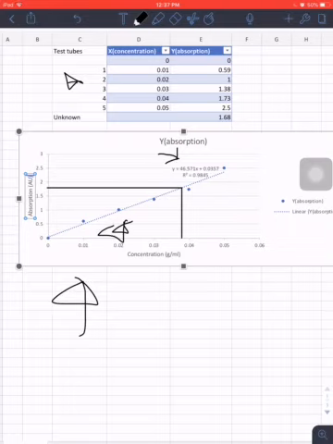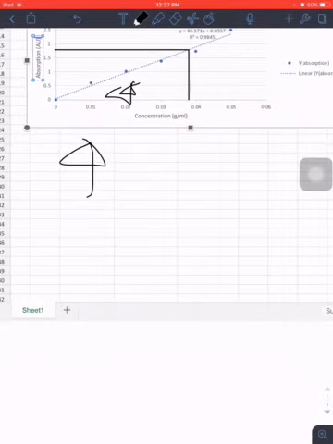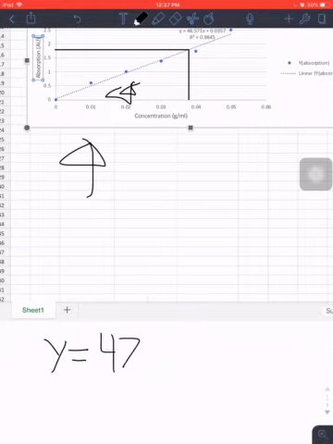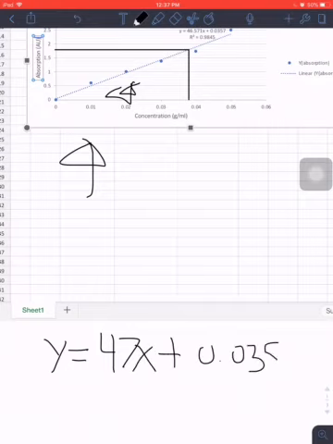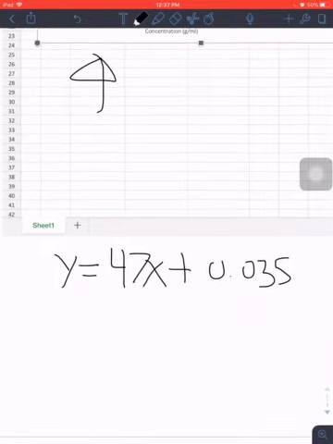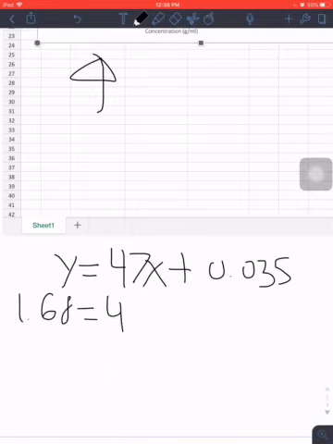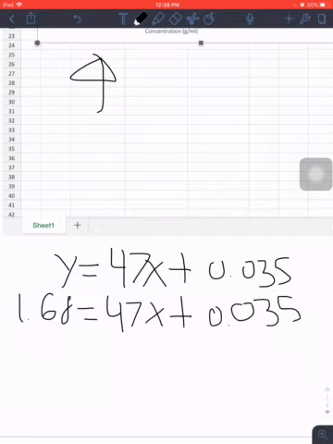So we get the equation. Let's see. Y equals, around 46.57 to 47, x plus 0.035. From here, you plug the unknown value's absorption into the y, so you put in 1.68 equals 47x plus 0.035. So basically, we're going to do some math here. We're going to subtract out the 0.035.